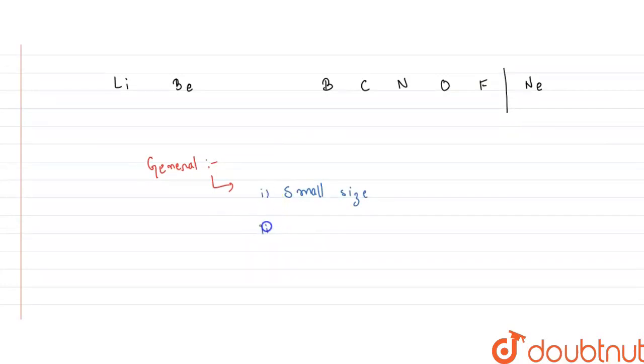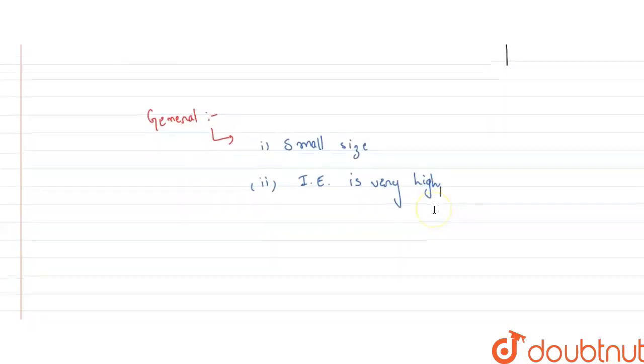Second one is that the ionization enthalpy of the first element is very high, because the electron is very close to nucleus, because it is small in size. The outermost electron is close to nucleus, therefore it requires more ionization enthalpy to knock that electron out from the atom. So this is the second property.